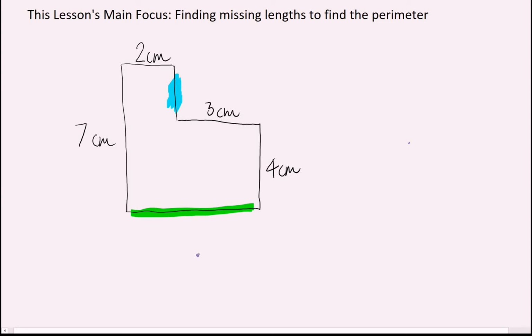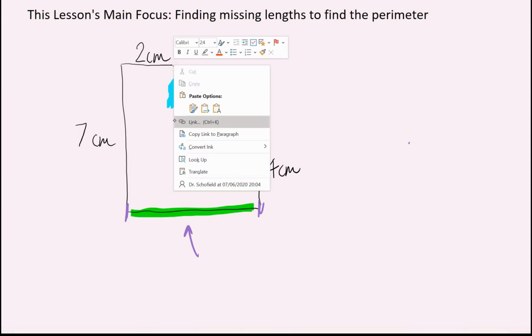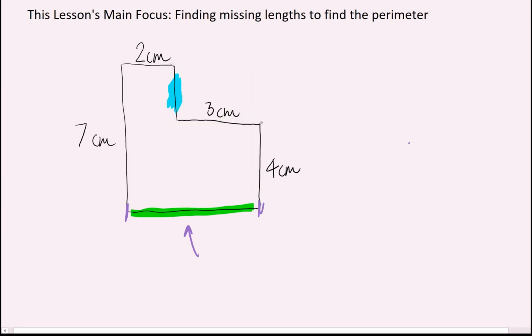So for example, with this length down here, we want the length going all the way from here to here. We can work that out by looking at the top. We know we go across 2 centimetres, then we go down a bit, and then we go across another 3 centimetres. That means in total, to go from left to right, I go 2 plus 3 centimetres, which means that this missing length must be 5 centimetres.